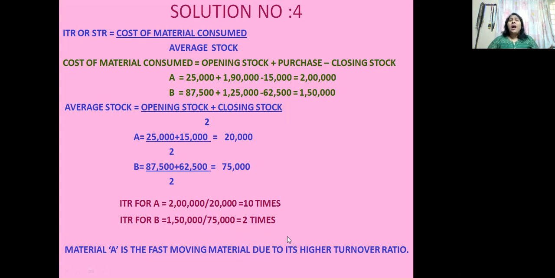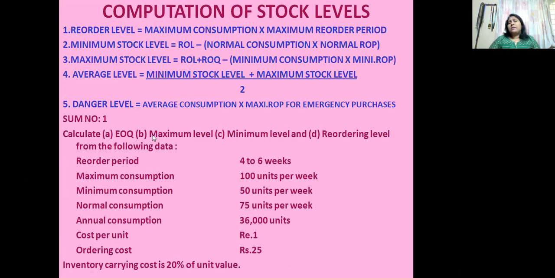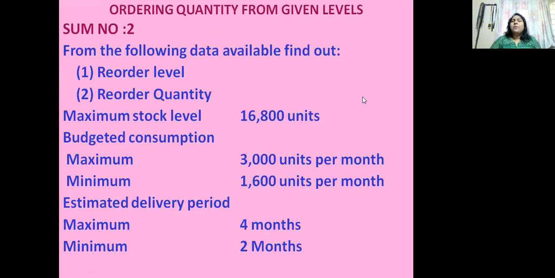So in this video, I taught you how to calculate the stock levels for a problem. Start off with the reorder level, then minimum stock level, then maximum, then finally come to the average stock level. Danger level we can calculate provided the problem has the information of maximum reorder period for emergency purchases. Okay, then how I calculated. And there is another problem model. They will sometimes ask you to find out the reordering quantity by giving information like maximum stock level is given. That is a hint to calculate the reorder quantity.